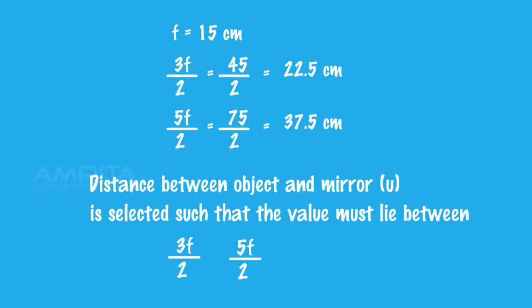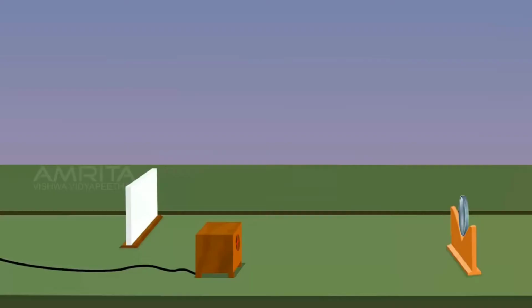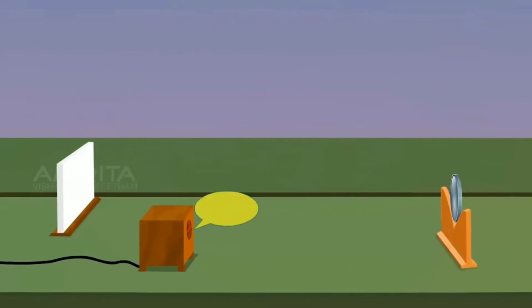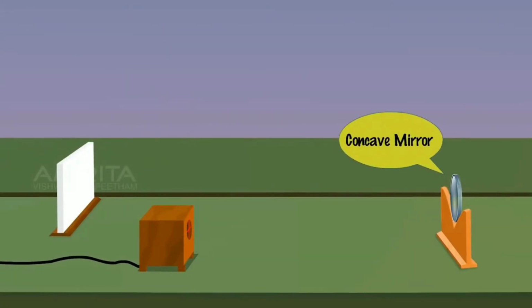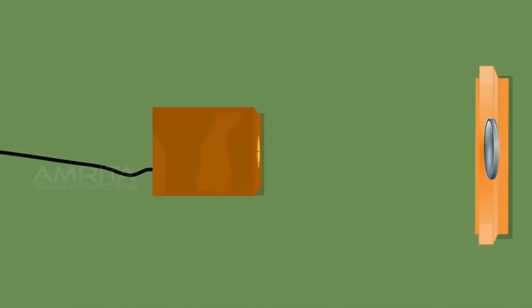First, identify the range of the distance between object and mirror by this formula. Let the focal length be 15 centimeter, then the distance must be between 22 centimeter and 37.5 centimeter. Now arrange the apparatus as shown here: the illuminated wire gauge, screen and the concave mirror. When the wire gauge is illuminated in front of this mirror, you get the image of the wire gauge on the screen.